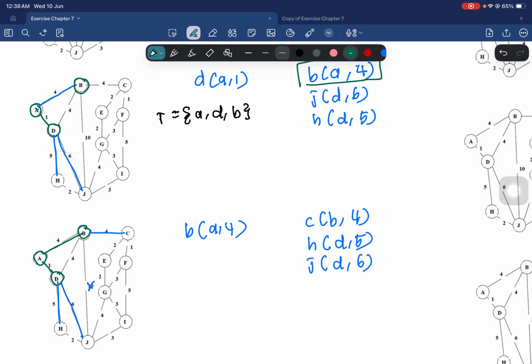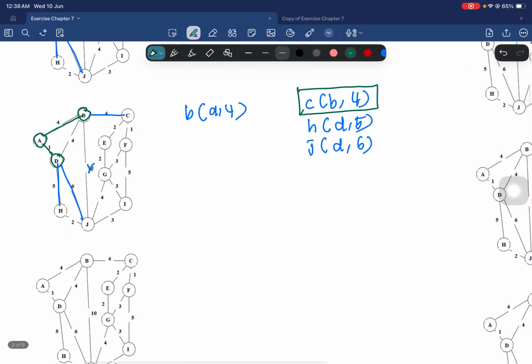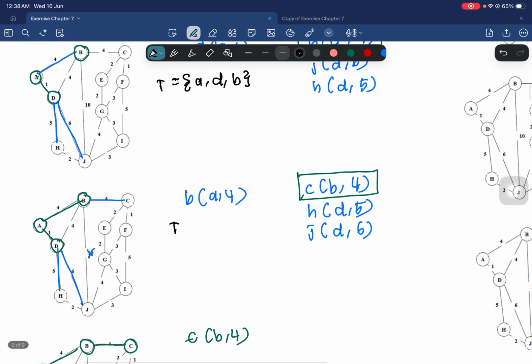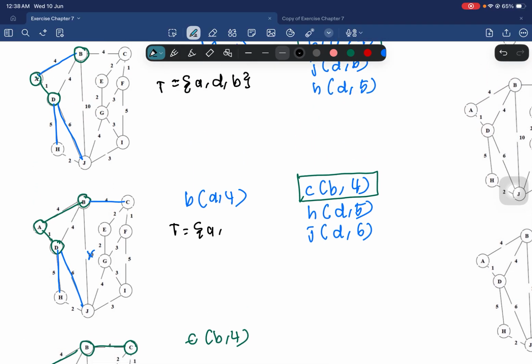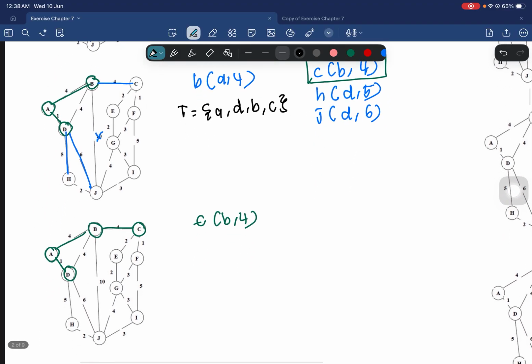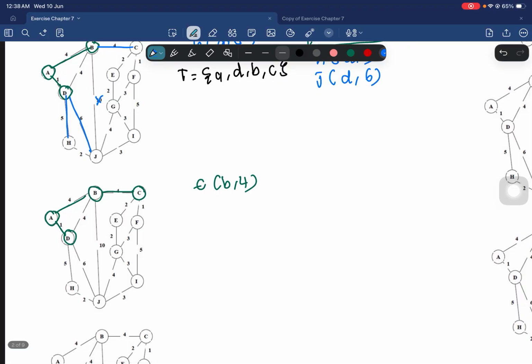Which one is the cheapest? The cheapest is C, B, 4. Then we have A, we have B, we have C, we have D. So we have C, B, 4. So here we already take A, D, B, and C. Right. So next, we need to list down what is connected to A, D, B, and C.